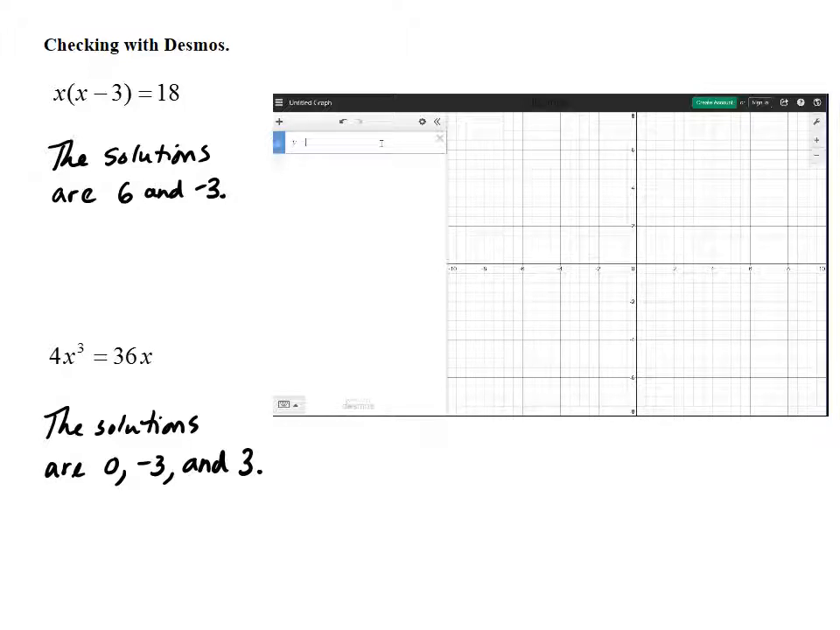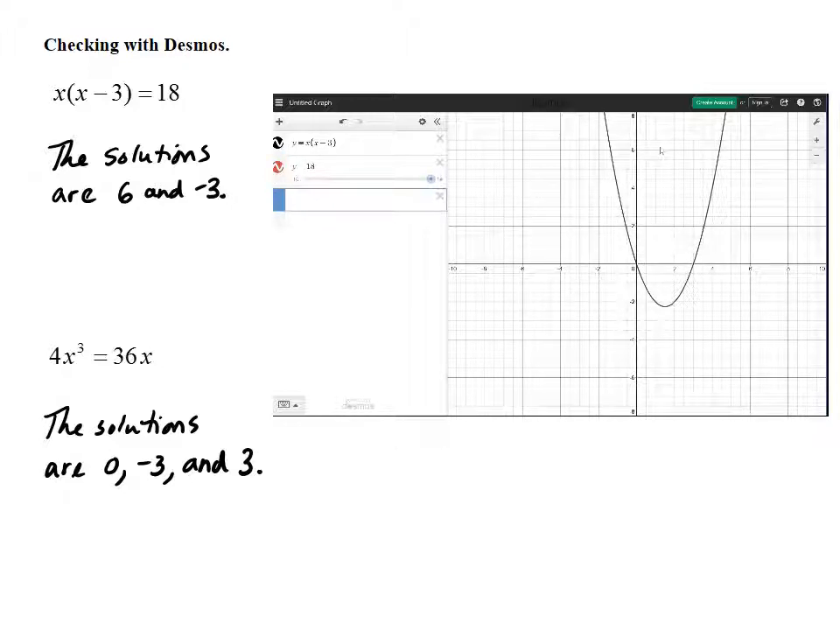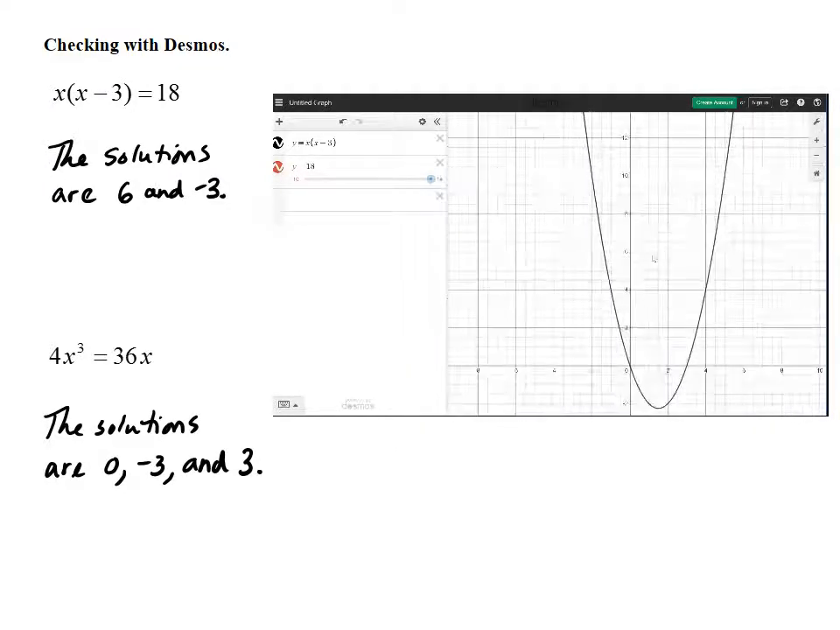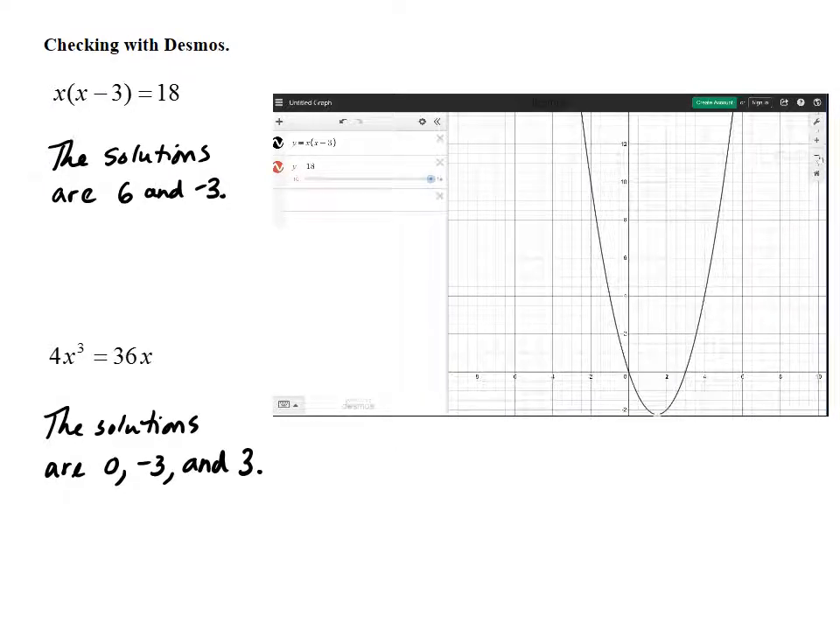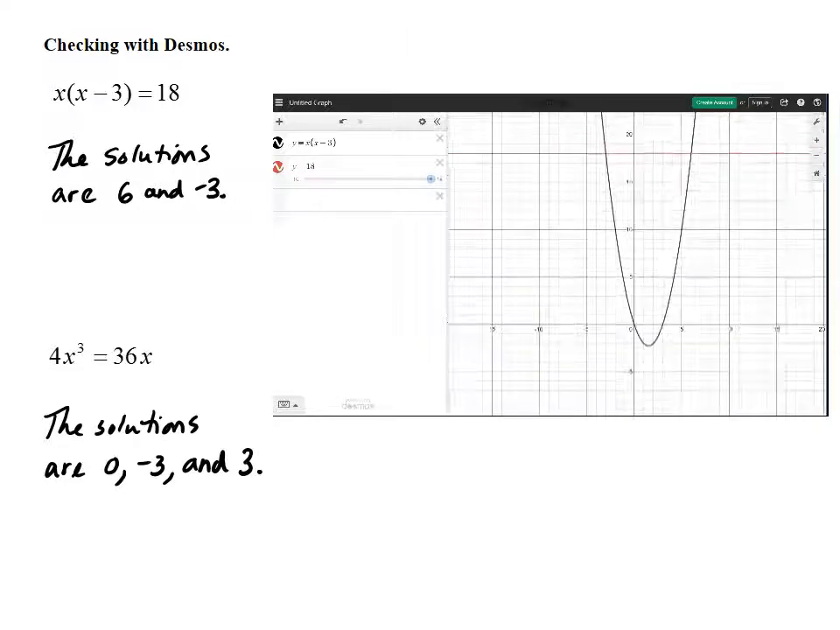So the left side of the first equation was x times (x minus 3). Now I want to say that that's equal to y so that I can see it on the graph. And then we're also going to show the right side as y equals 18. You briefly saw a line come up when I had the 1 there, and then it disappeared. The reason it disappeared is that y equals 18 is the horizontal line at y equals 18, and we don't have y equals 18 on the screen here. So we're going to have to zoom out to actually see it, and there it is.